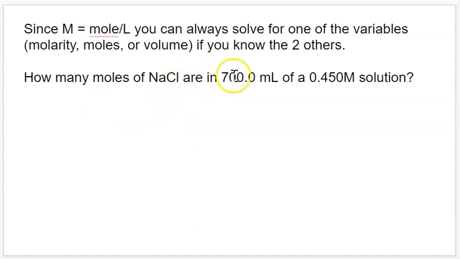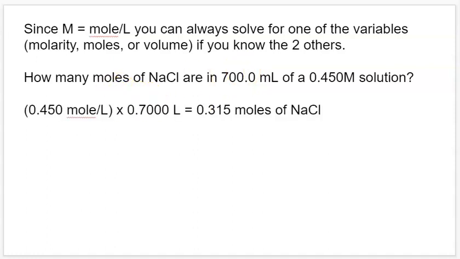How many moles of sodium chloride are in 700 milliliters of a 0.450 molar solution? So we know this is in moles per liter, so we need to turn our volume into liters. And conveniently, this is moles per liter. So if we multiply this molarity in moles per liter by the volume in liters, the liters are going to cancel out. We're going to be able to solve for the number of moles. And you can see that I did that here. The liters cancel out. 0.450 times 0.7 is going to be 0.315 moles of sodium chloride.